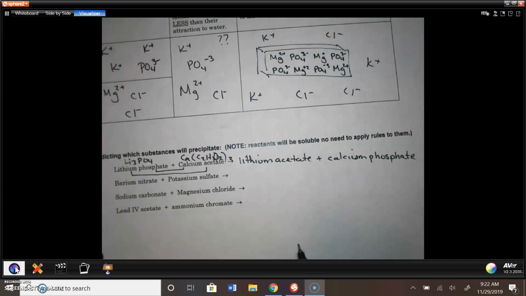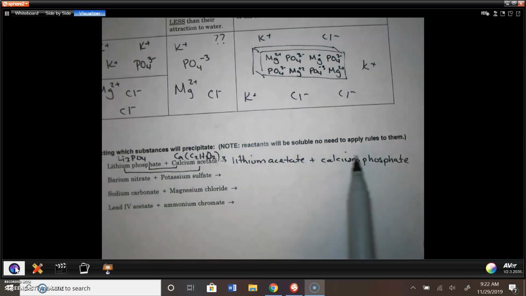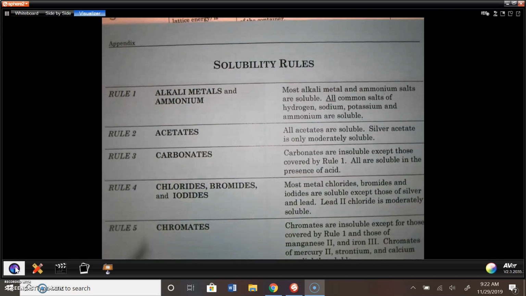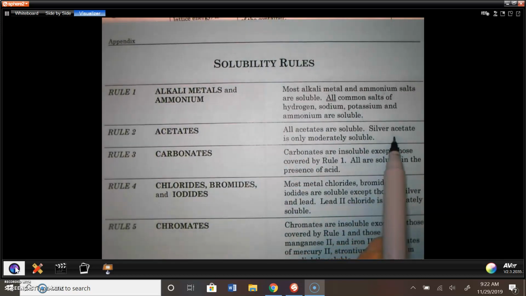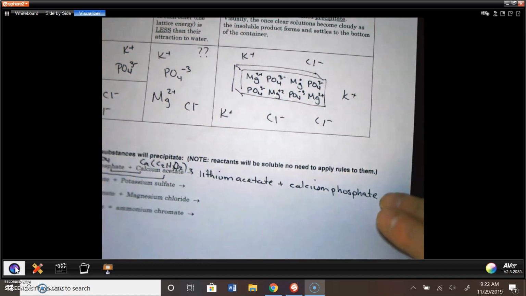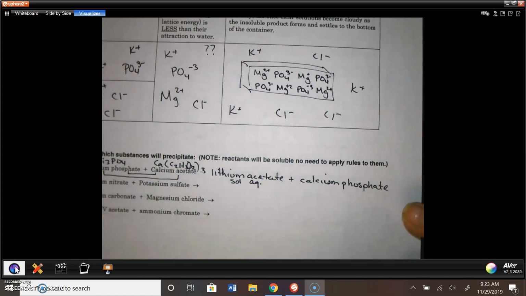So now what I want to do is I know these guys are soluble. All the reactants are always going to be soluble because otherwise there would not be a reaction possible. But I want to look at the solubility rules for those 2 precipitates. So lithium acetate: all acetates are soluble except silver, plus lithium is an alkali metal. So for sure, we know that this is going to be soluble. Some people will write soluble, some people will write AQ for aqueous.